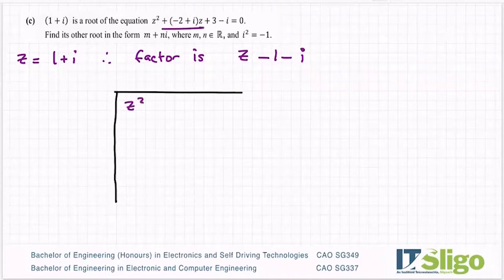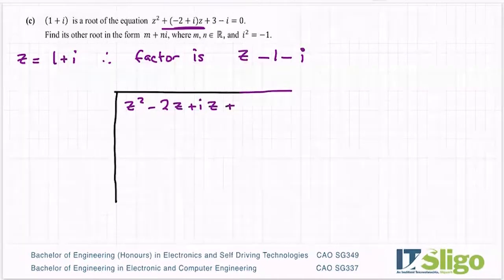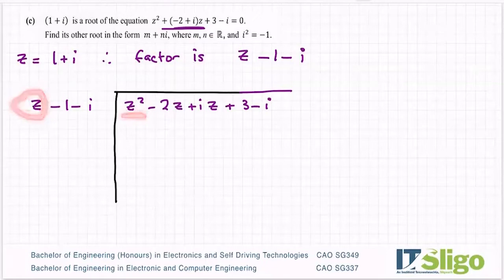Right, I'm going to multiply this out. And it's a bit of a guess as to whether it's easier to multiply out or easier to leave as it is. So I'm going to multiply it out. I may end up bringing it back together again. And if I do, I do. Plus 3 minus i. Okay, and I'm long dividing into that, z minus 1 minus i. So what must I multiply by z to bring it up to z squared? Well, one more z.